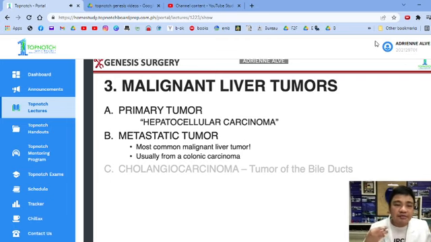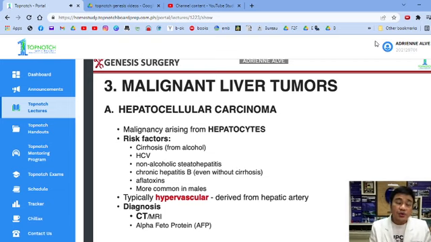Ngayon, kapag yung tumor ay sa liver mismo nanggaling, primary ang tawag natin doon, and ang most common doon would be the hepatocellular carcinoma. Okay? So hepatocellular carcinoma, sabihin natin, it's a primary malignancy arising from the hepatocytes themselves, or sariling cells ng liver yung nagkaroon ng cancer or nagproliferate. So the risk factors for hepatocellular carcinoma would be cirrhosis, hepatitis C infection, steatohepatitis, chronic hepatitis B, exposure to aflatoxins, discuss na yan, di ba, yung mga fungus, and it's more common in males.